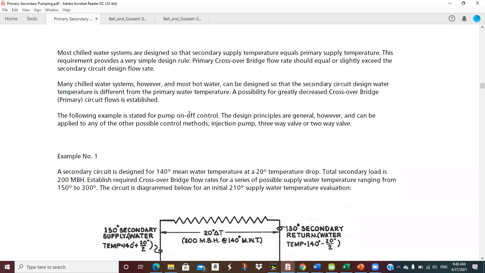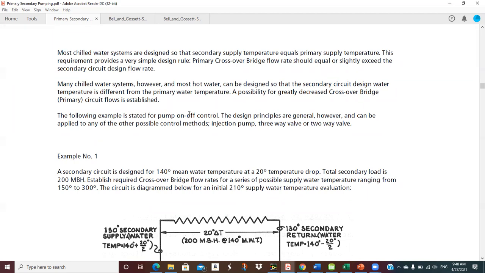Many chilled water systems, however, and most hot water systems, can be designed so that the secondary circuit design water temperature is different from the primary water temperature. I would disagree on the cooling side. I don't personally think that's a very good idea. Now, depending on how cold your water is, if you're running 38-degree water, okay, I'll buy it. But most chiller plants don't do that.